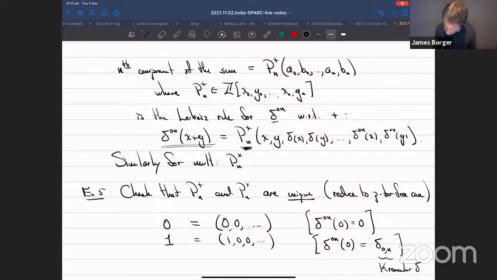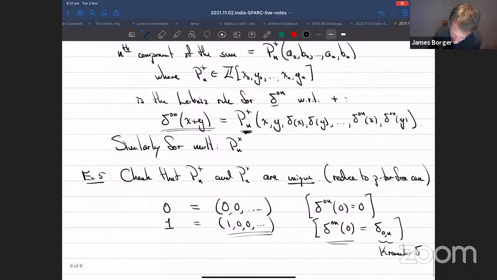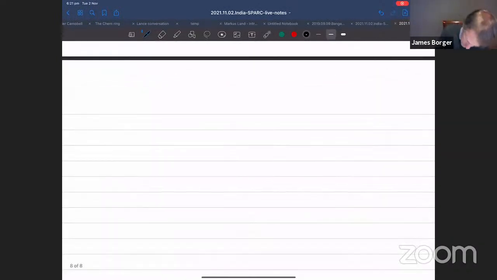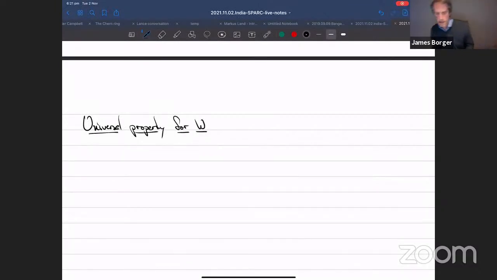So this is just another way of syntactically encoding that axiom. Okay, and now maybe the last thing I'll say is the universal property. The universal property for the usual Witt vectors, well, it's the same one.